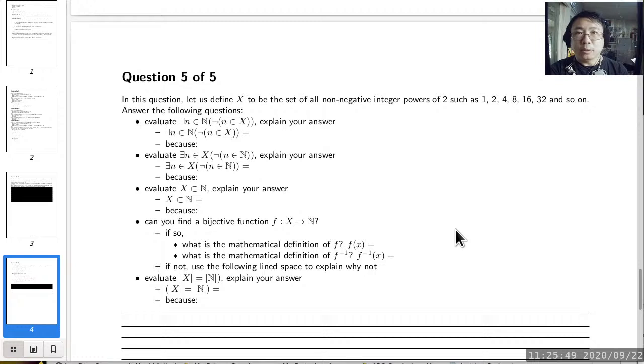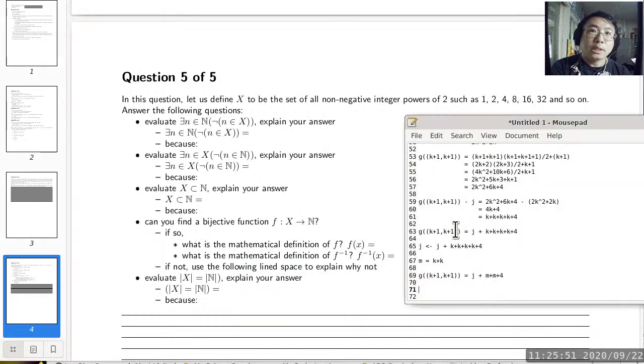Let me go back to my text editor here. So I would just say 5a is true because 0 is in the set of all natural numbers, but 0 is not in x.